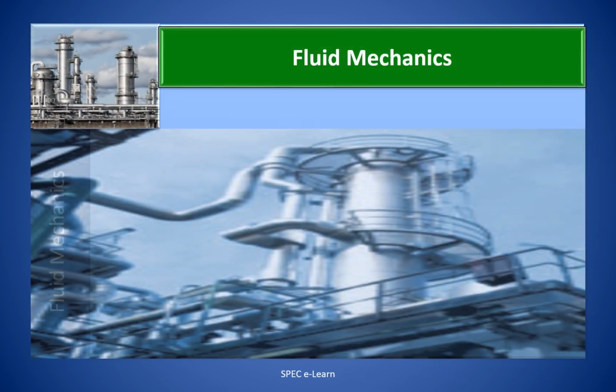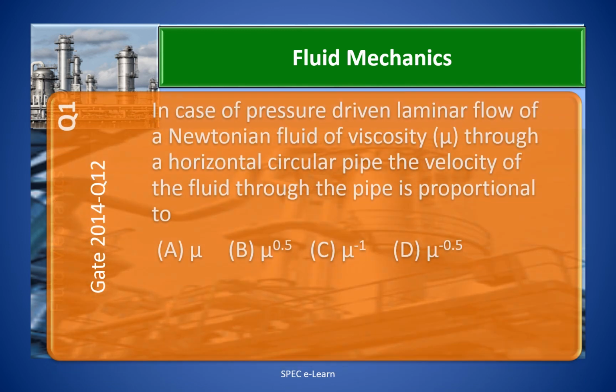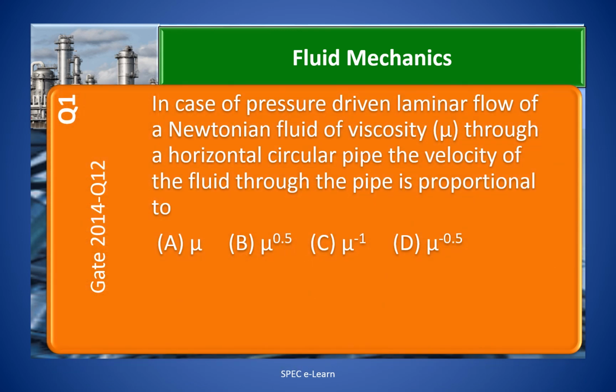GATE 2014 question number 12. In case of pressure-driven laminar flow of a Newtonian fluid of viscosity mu through a horizontal circular pipe, the velocity of the fluid through the pipe is proportional to option A, mu, option B, mu to the power 0.5, option C, mu to the power minus 1, option D, mu to the power minus 0.5.